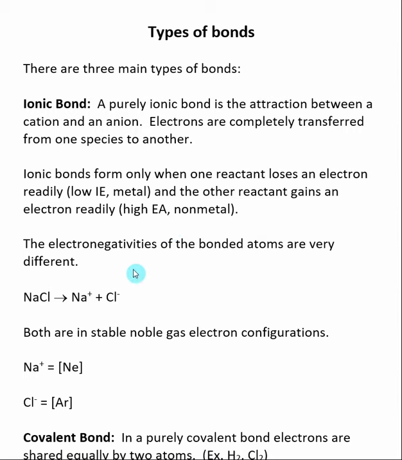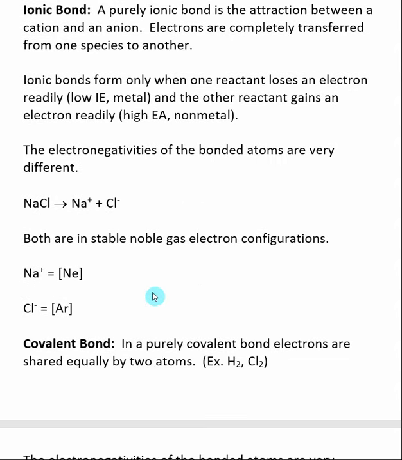Another way of looking at it is by viewing the electronegativities of the bonded atoms. When the electronegativities are very different, you tend to have an ionic bond. So a large separation on the periodic table tends to create ionic bonds. The metals are on the left-hand side of the periodic table, nonmetals are on the right. There's a very large difference between the electronegativities of the bonded atoms, and so the electrons are completely pulled away from one atom and onto the other atom.